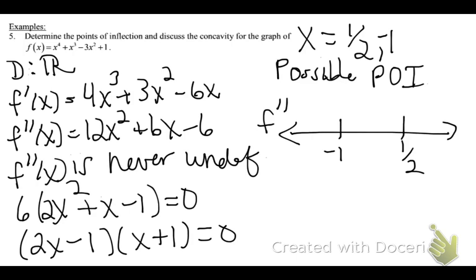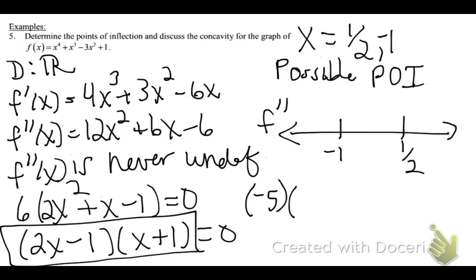I'm going to be using this more simplified form of my second derivative, a little bit easier to test signs in that factored form. A number between negative infinity and negative 1 would be negative 2, and we're plugging that into our second derivative. So 2 times negative 2 is negative 4. Negative 4 minus 1 gives me negative 5. And negative 2 plus 1 is a negative 1. So we'll get positive outputs between negative infinity and negative 1.